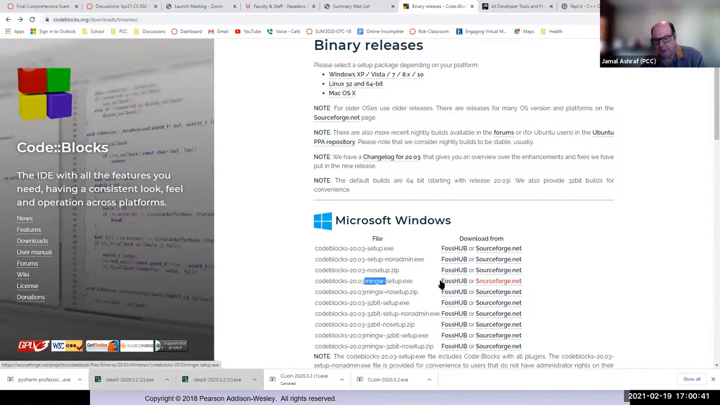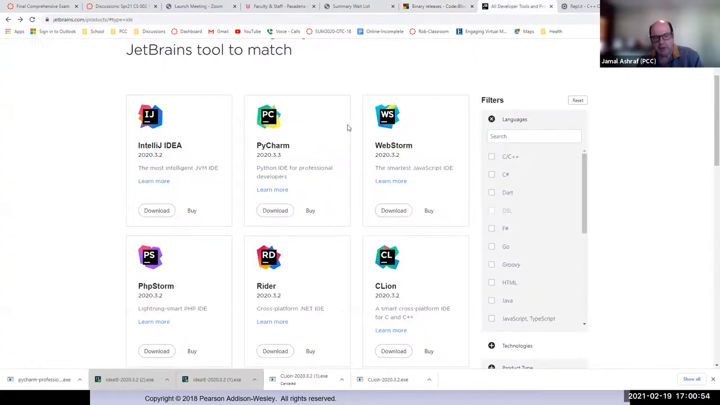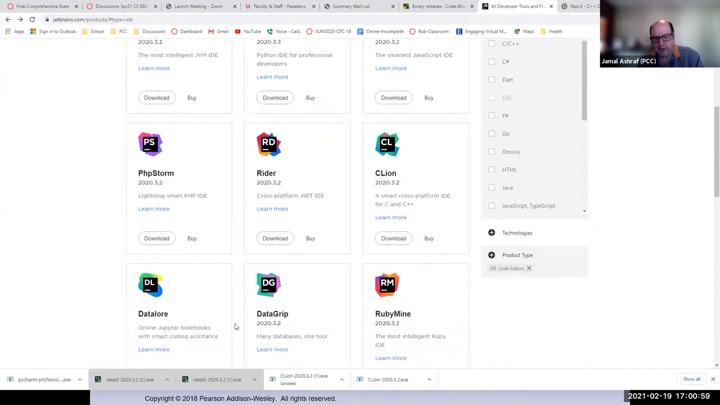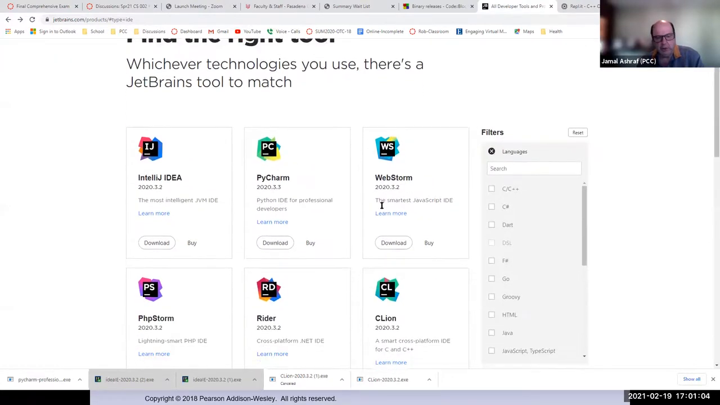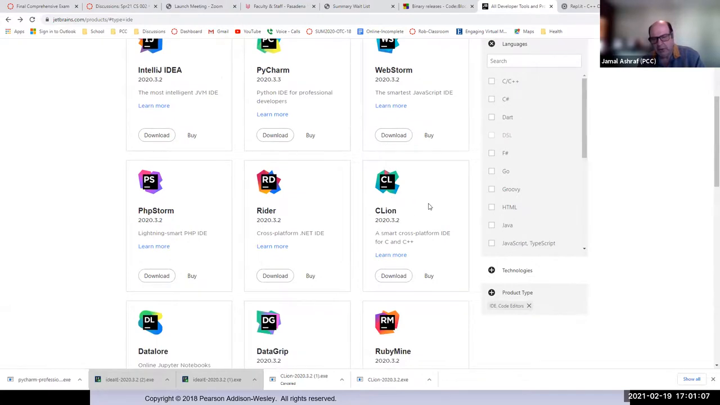And when I click on one of these sources, it's going to download. What I like about Code::Blocks is it's very light. It is not heavy, and it's very easy to install and easy to use. The other one that I was talking about is called JetBrains. It has all kinds of IDEs, including the educational ones. So if you go to JetBrains and download CLion, this is getting popular among the students. They like the environment, the colors and the things that they can do with it. So CLion would be the version for C++ that some people want to use.